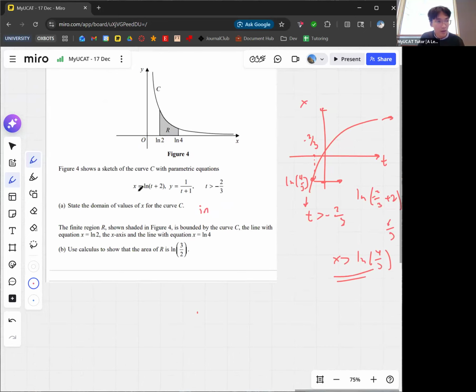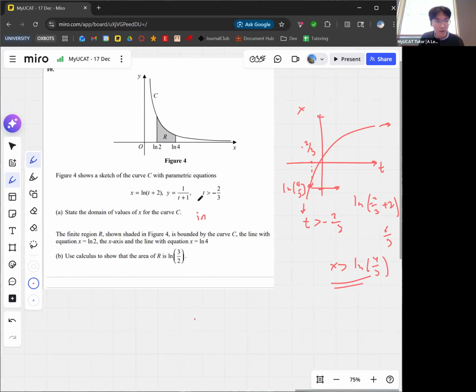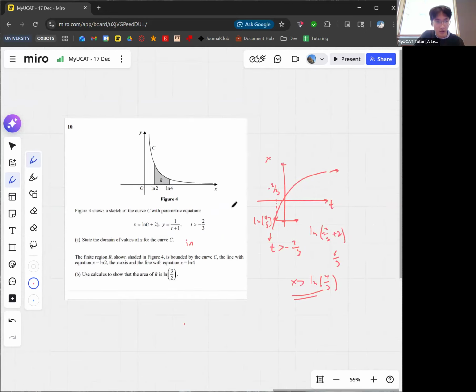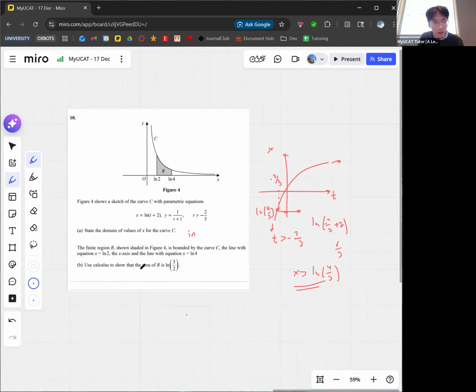That was easy. The finite region R shown in, keep it in natural log form. So for part A, it's just draw this, plug in minus 2/3. You see that everything is above here. Okay. B. Use calculus to show that the area of R is natural log of 3 over 2. So the finite region shown here is this. So for parametric integration, we want to write the function of x with respect to x, right?